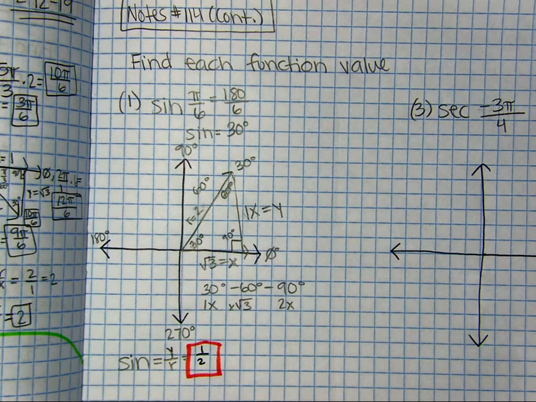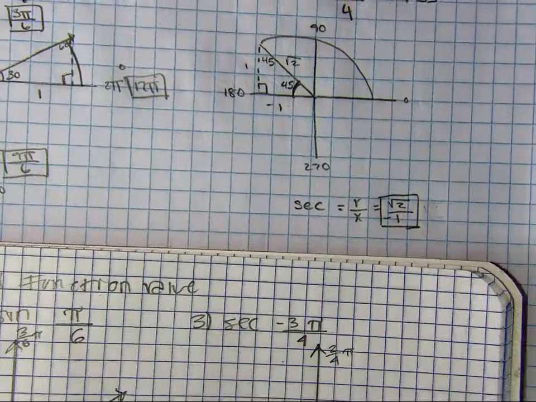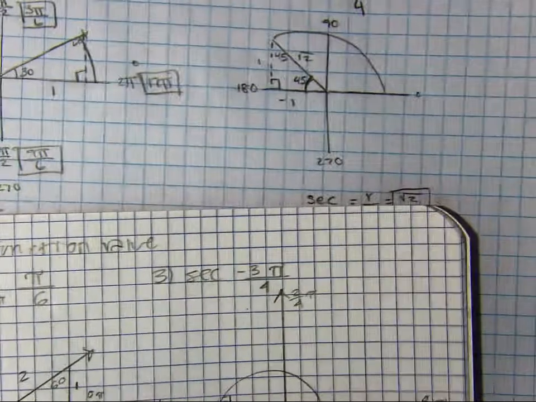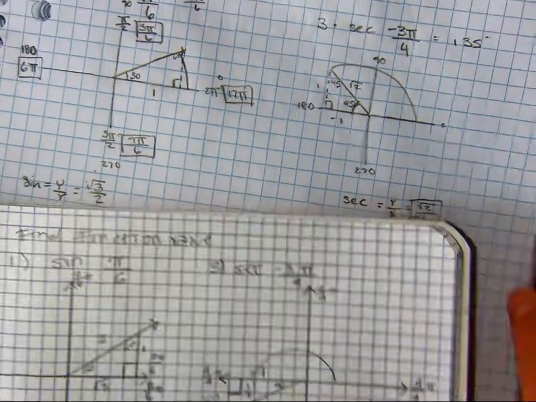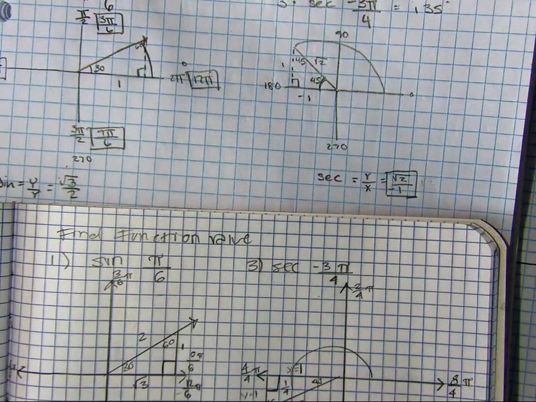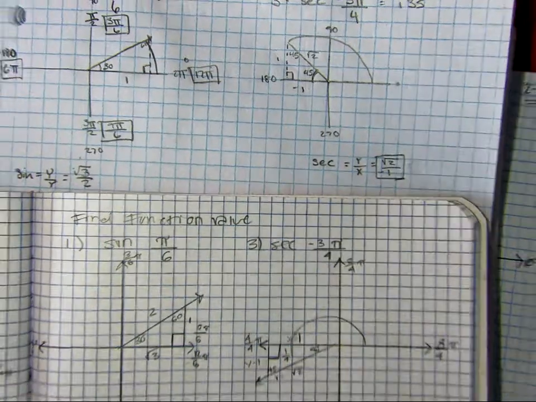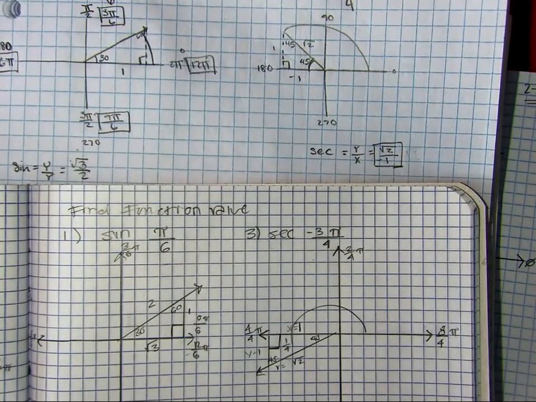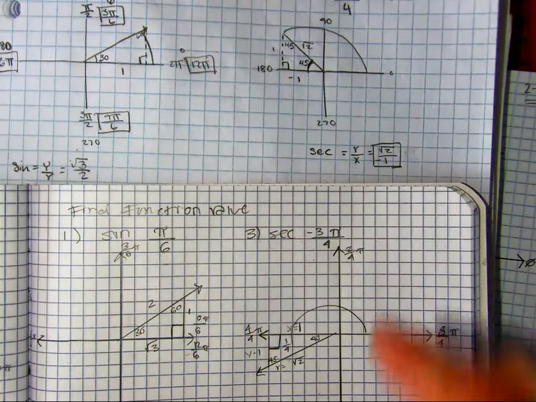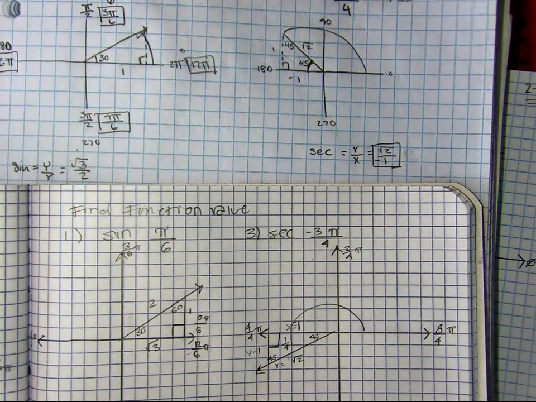Let's look at question number 3. Look at this. I got here 2 questions. Student work. This one has a triangle in quadrant 2. This one has one in quadrant 3.